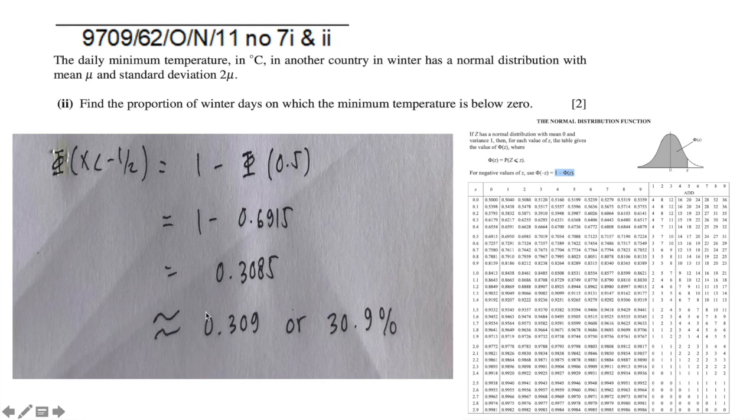So we round it off. We get the proportion of winter days on which the minimum temperature is below zero equal to 0.309, or we can make it into a percentage, which is 30.9%.